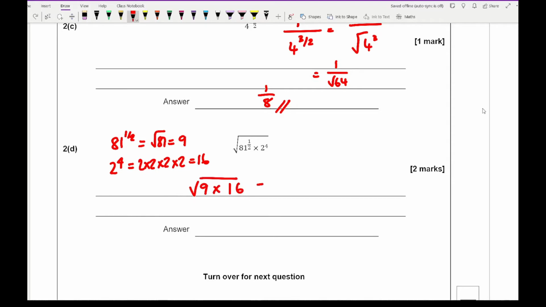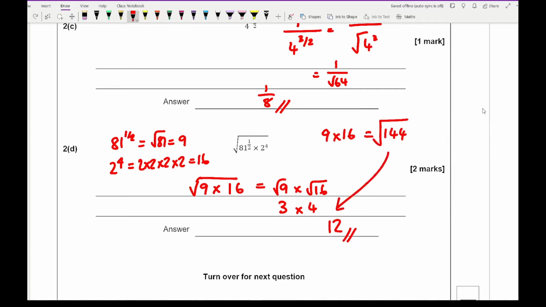Now if you think of surds, if you're doing higher, foundation may not have a clue, but you can either work that out, or what I can do is split this up as the square root of 9 times the square root of 16, which is 3 times 4, which gives me a final answer of 12. Now if I did do 9 times 16, you should work out that that's going to give you 144, and the square root of 144 is 12.